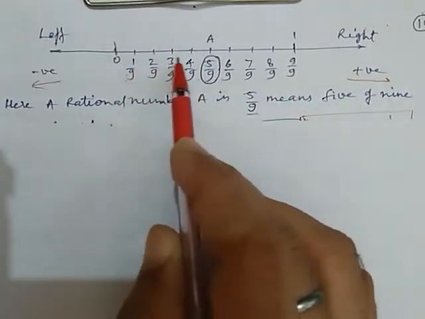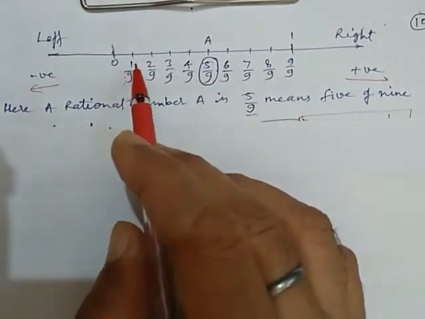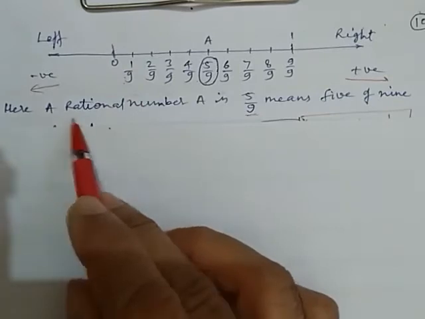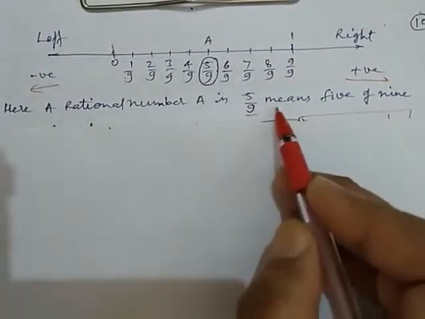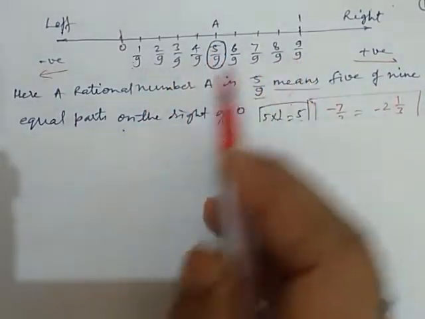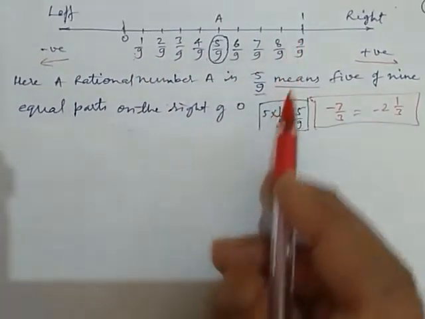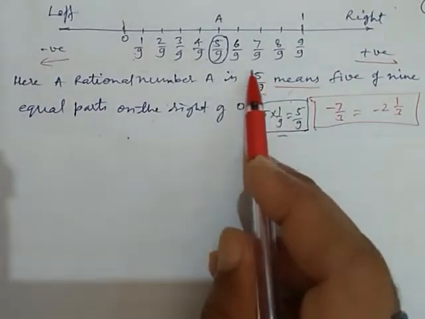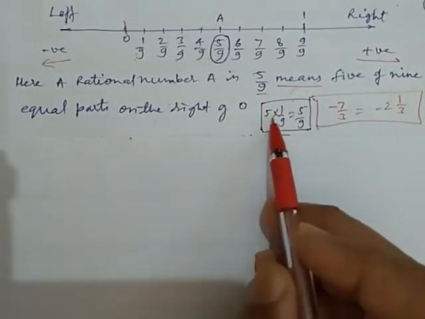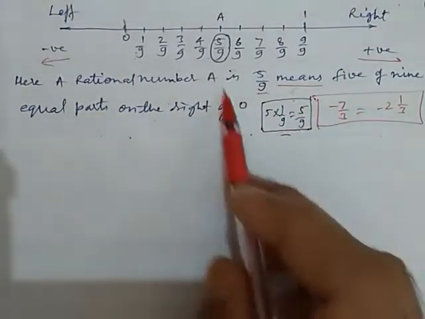This way we have divided this 1 into 9 equal parts. Each of them is equal to 1 by 9 of 1, a single part. Here the rational number A is 5 by 9, meaning 5 of 9 equal parts. We have to consider 5 of 9 equal parts on the right side of 0, because the number is positive. So 5 by 9 means 5 into 1 by 9, that is 5 of 1 by 9, which is 5 by 9. This way we represent this.